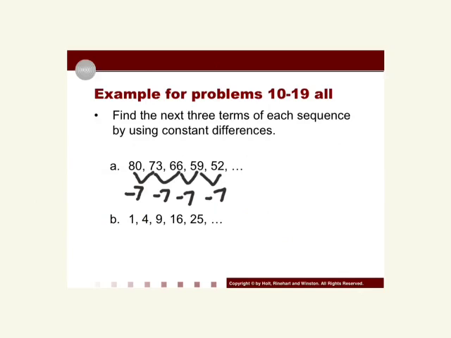So if it continues this pattern, then we would take away 7 and we would get 45. We would then take away 7 and we would get 38. We would then take away 7 and we would get 31.